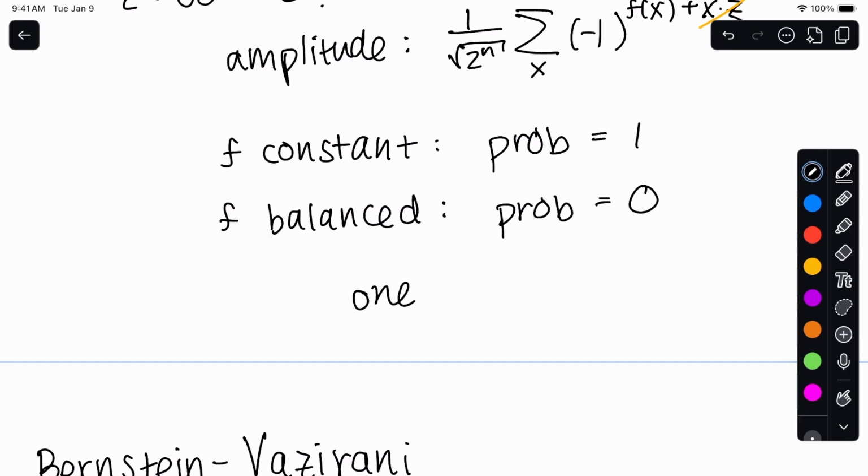So what this tells us is that we can determine whether it's constant or balanced in one query, and this is regardless of n. So this is a pretty cool result and a very dramatic speed up compared to the classical best approach. You may ask, okay, well, this doesn't seem particularly useful, and that's true. It isn't particularly useful, but it does illustrate some of the power that quantum mechanics has.